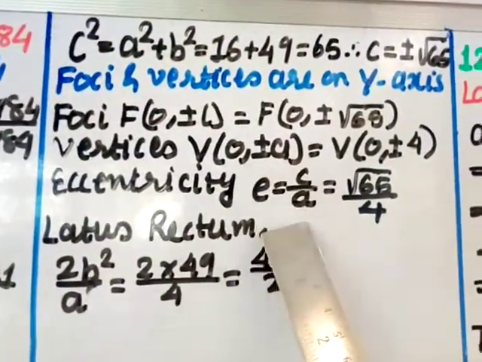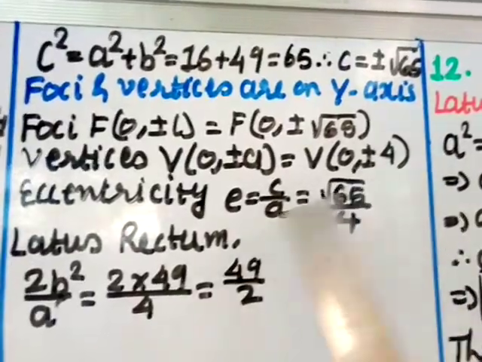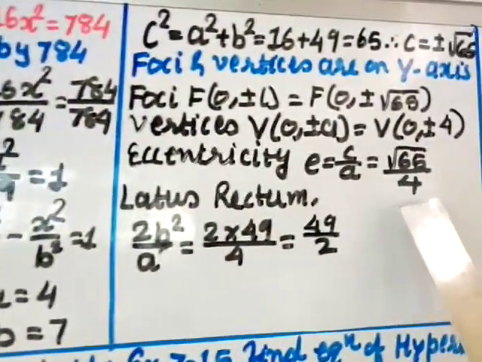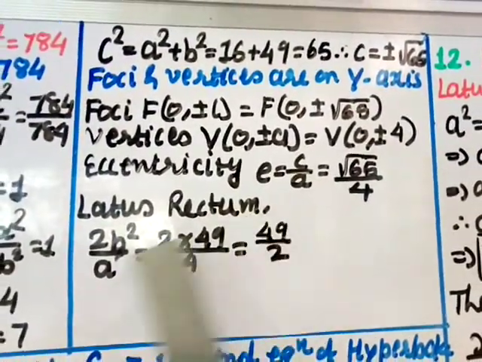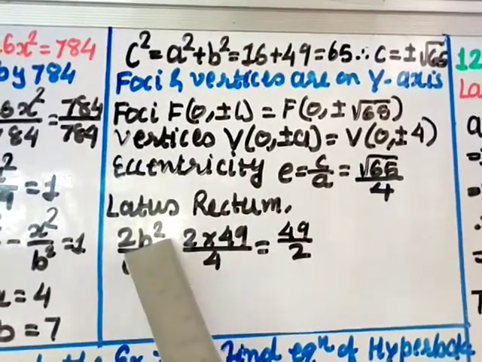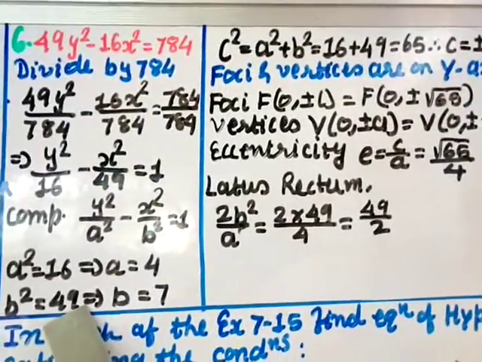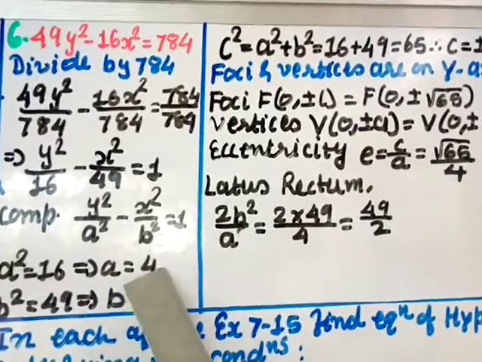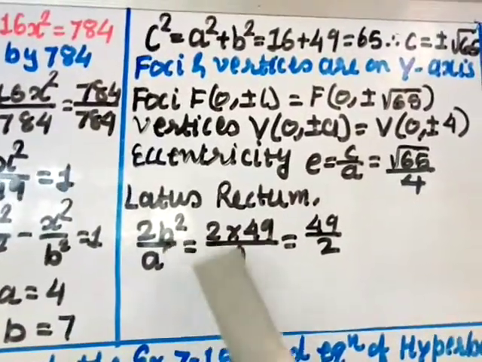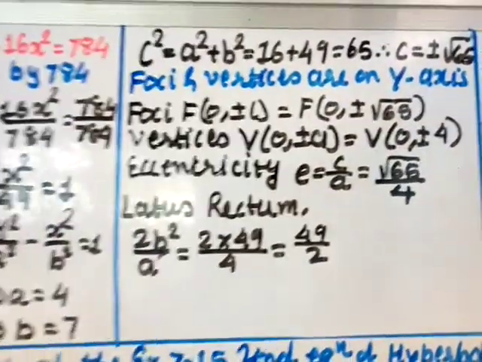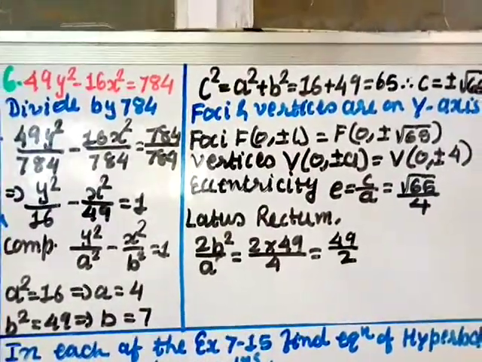Eccentricity equal to c by a. c value is root 65 and a value is 4, so put here 4. And length of the latus rectum is 2b square by a equal to 2, b square value is 49, so put 49 divided by a value, that is 4. Okay, you can cut this by 2, so you get 49 by 2. So that is the solution for question number 6.